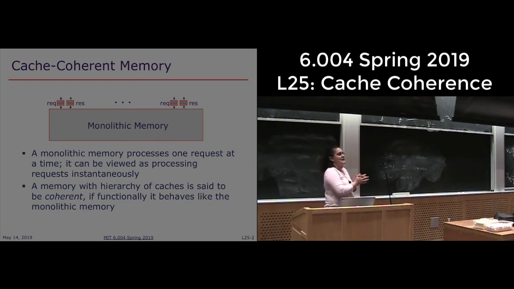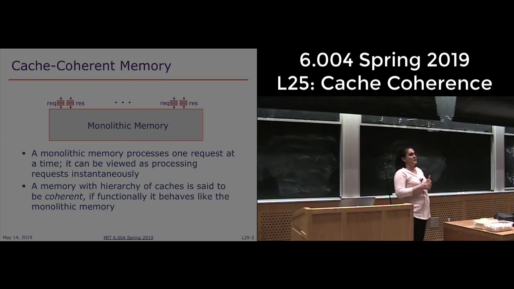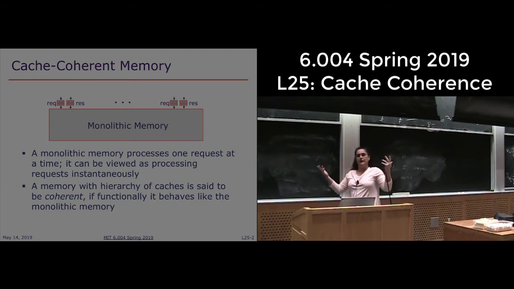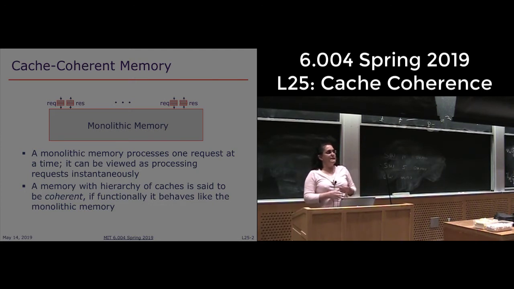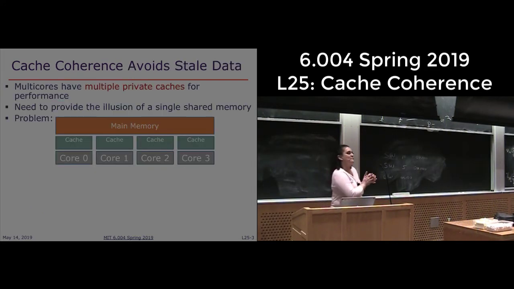Now as we introduce caches into our system, you can have hierarchical caches, but in order for them to be coherent, it basically means that they functionally behave exactly the same way as this monolithic memory. Okay. So let's start off by getting an idea for what can go wrong before we try to solve it.